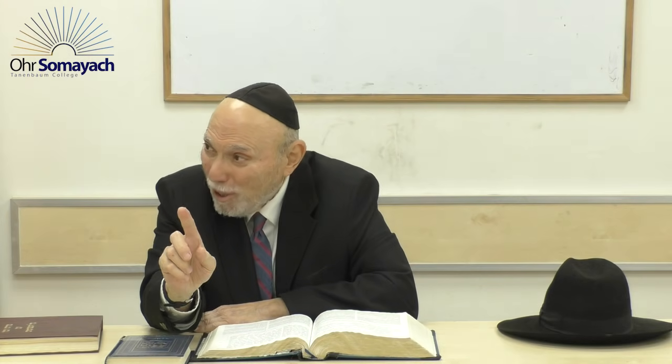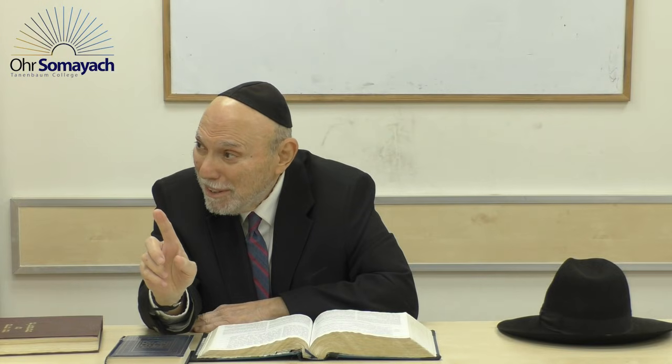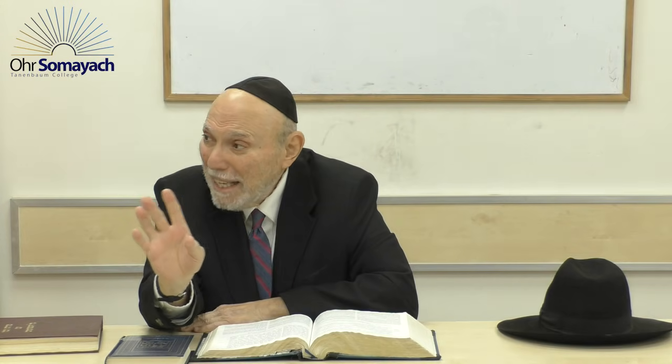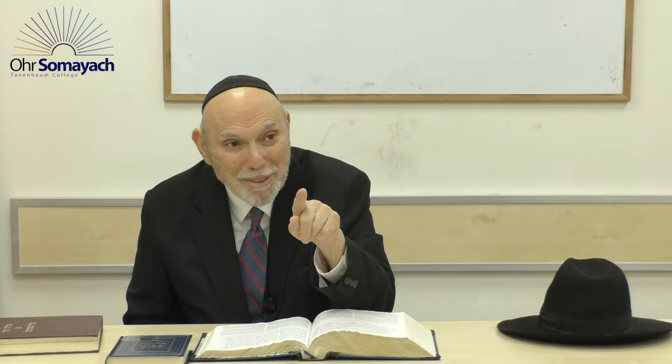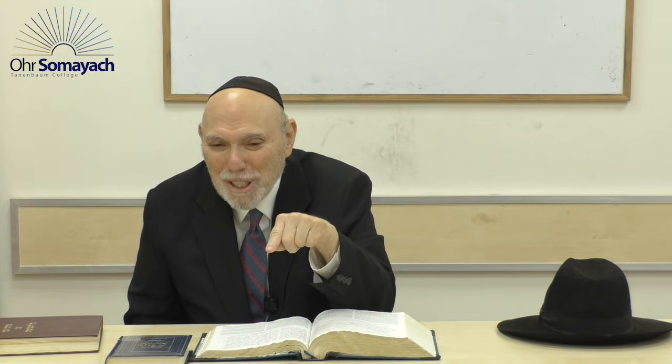HaKadosh Baruch Hu told Moshe, go down, go tell the Jews right before they left, go tell the Jews they should borrow from each other kelim. Not gold and silver, but kelim. Kelim means dishes, wares, whatever utensils that they had. And then they all gave to each other. And then He says, now go ask the goyim. You have achieved what I wanted you to achieve in Egypt.